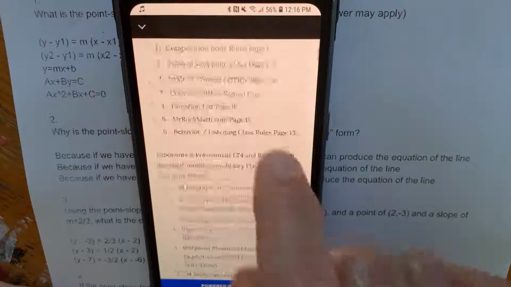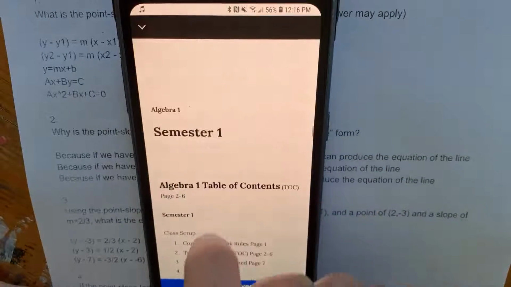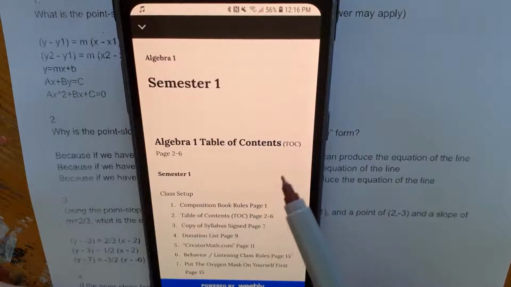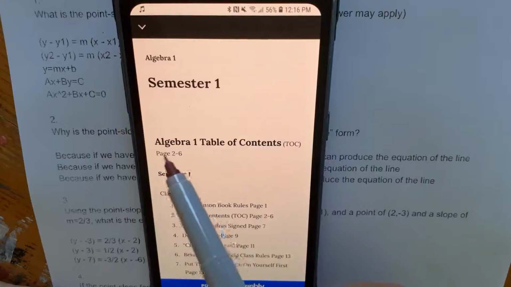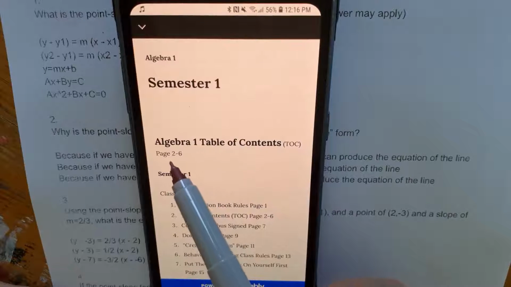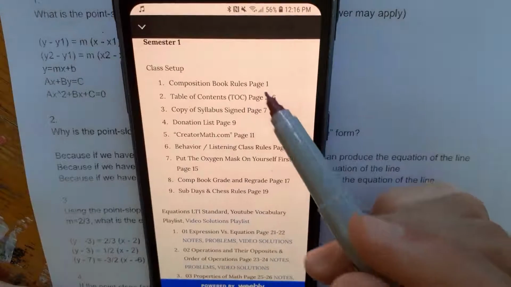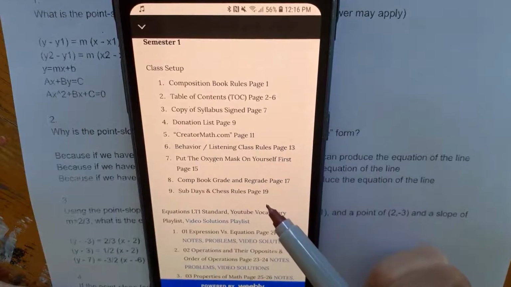Next important thing is to find the semester that we are in, or that the lesson is in that we're looking at. So in this case, we're going to this semester. Here's the table of contents. The table of contents is so important that I ask you to write it in its entirety onto pages 2 through 6 of your composition book. Why? Because it has all the page numbers of everything that goes in the composition book.